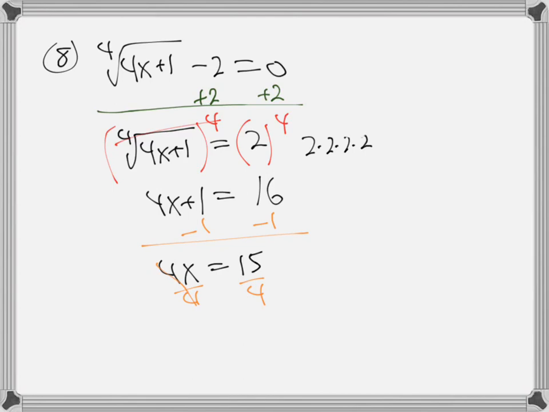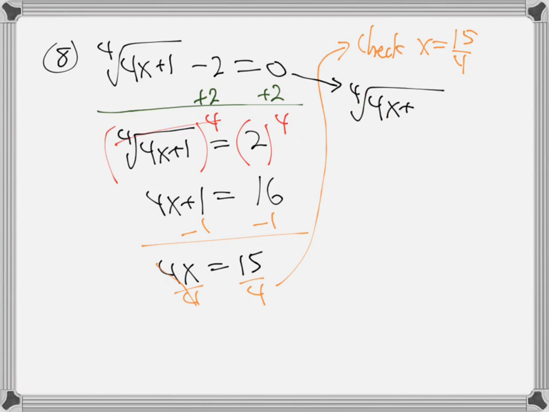Maybe. Let's check it. We've got to check it. Let's bring it up here. So I'm going to check x equals 15 fourths. Where do we check it? The first step, original question. 4th root of 4x plus 1 minus 2 equals 0. So I'm going to grab that 15 fourths and put it in right there, see if it works out.